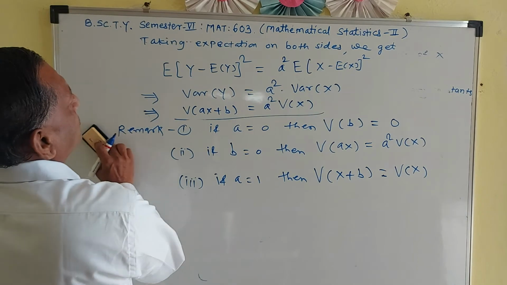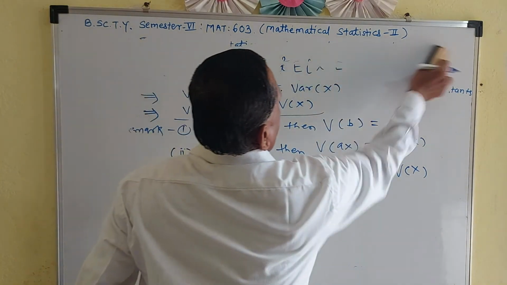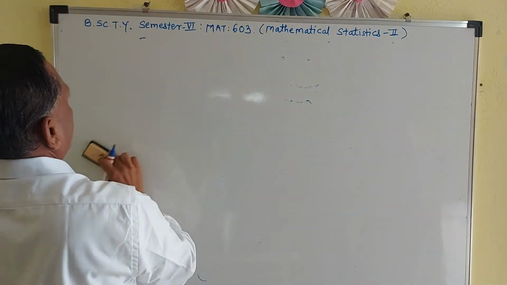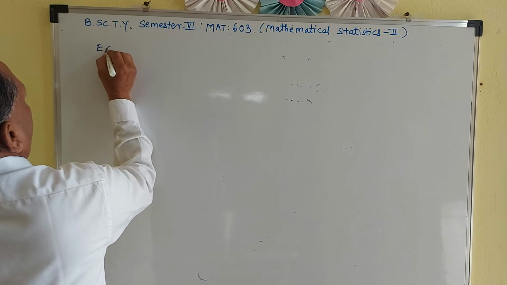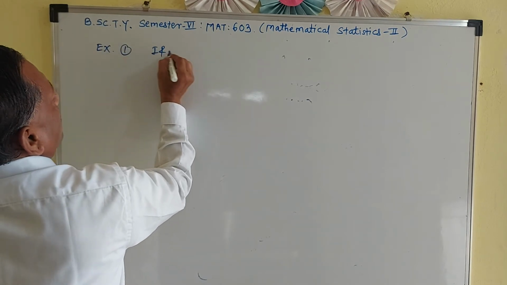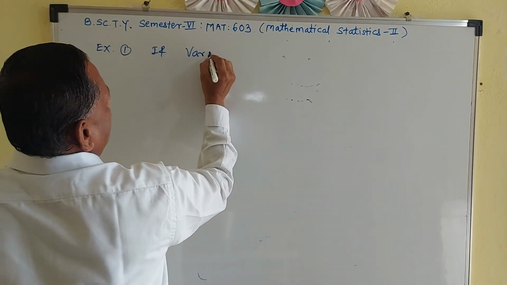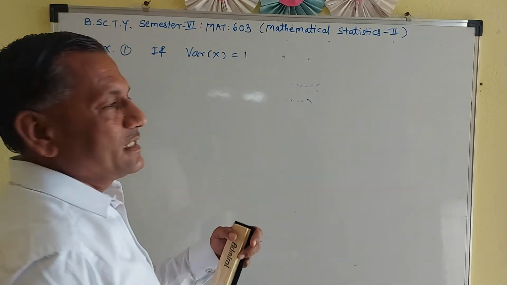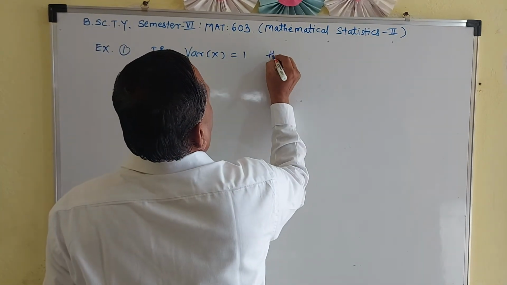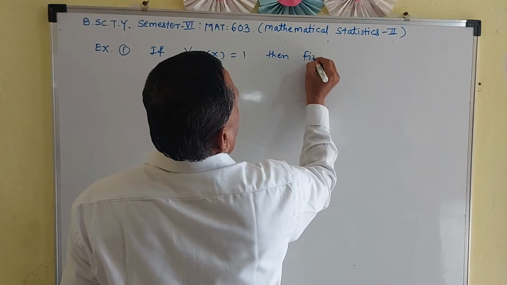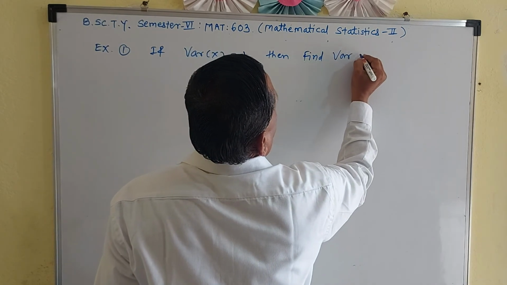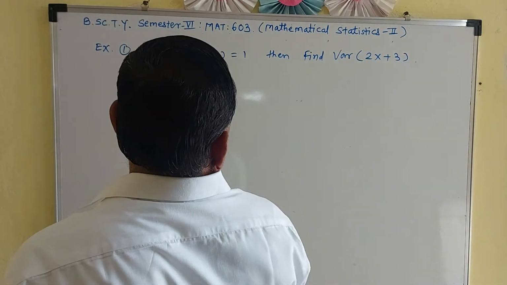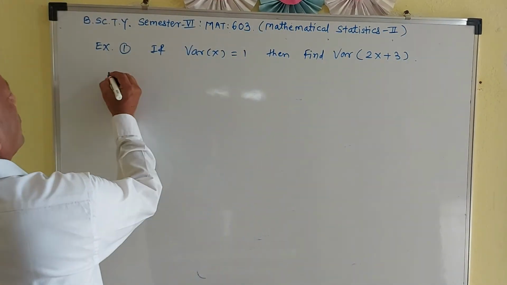Now we see one example. Example: if variance of x is equal to 1, where x is any random variable, then find variance of 2x plus 3, where 2 and 3 are constants.